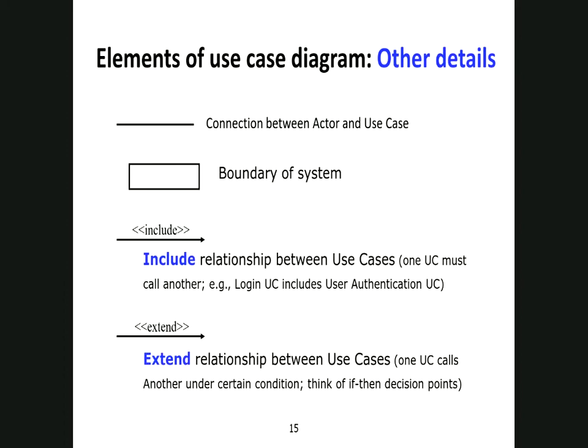What is an actor? It is drawn like this. I think you remember in the previous slide. This is an actor, and here you have a system boundary. In this system boundary, you have use cases, right? Use case 1, 2. So this line is connecting actor and the use case. This is called a connection between actor and the use case. And you have a boundary.